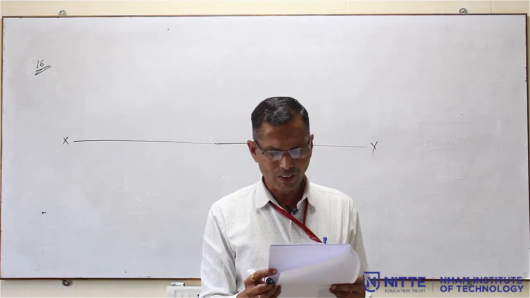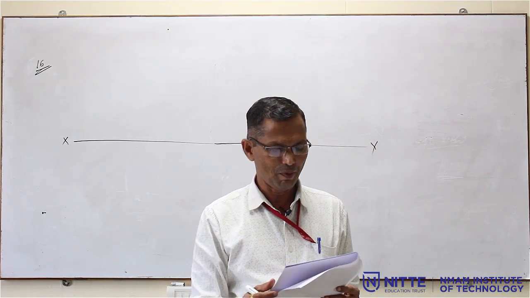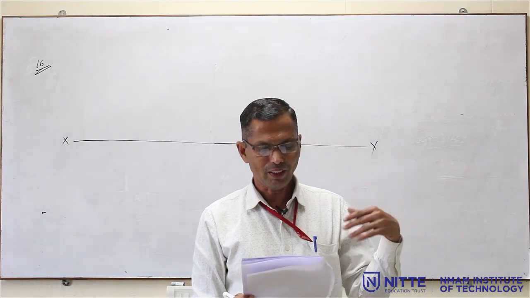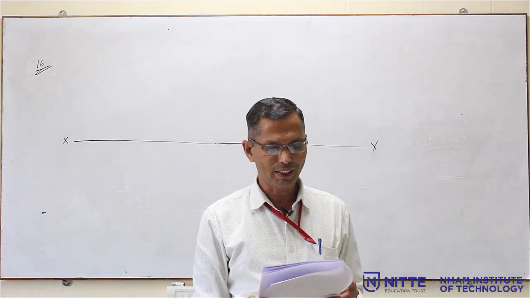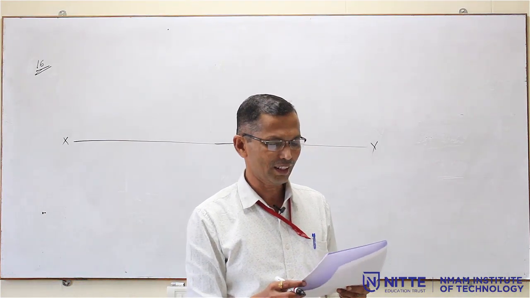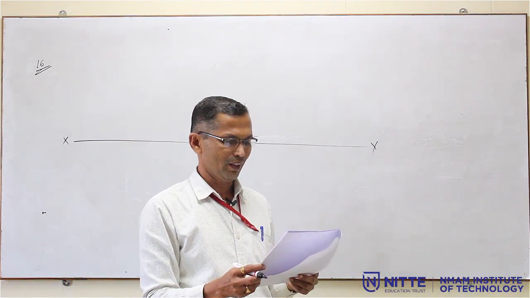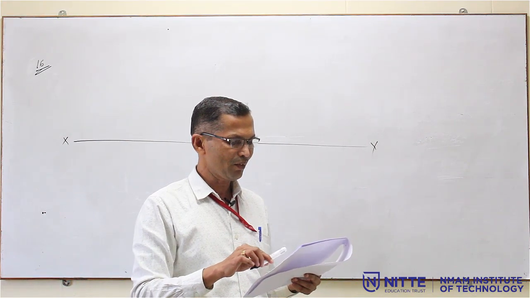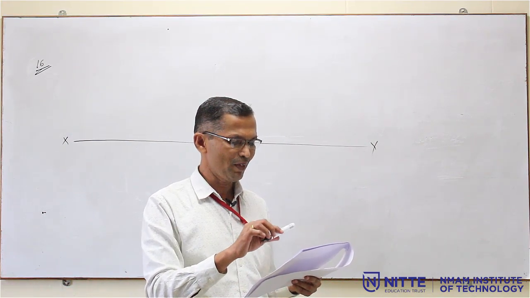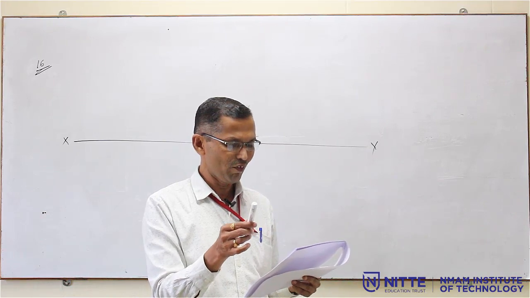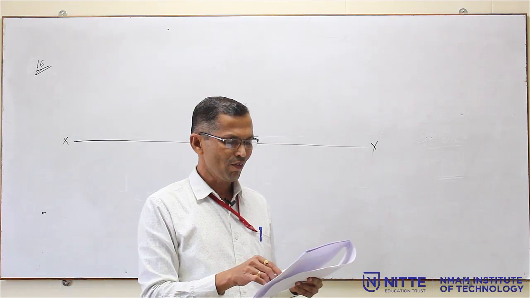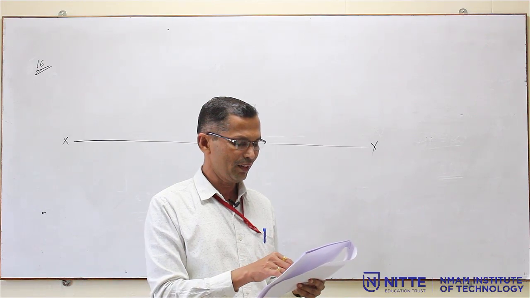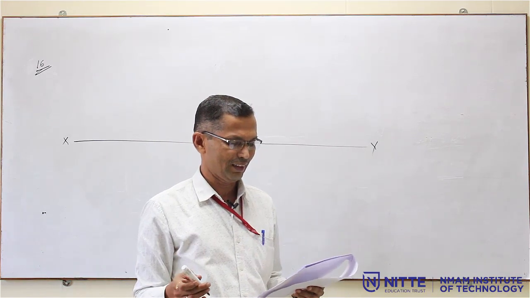Another point S is on HP and behind VP. Behind VP means maybe the second quadrant or third quadrant, because it is on HP. We can take any one of the quadrants, either second or third quadrant. Distance between their projectors measured parallel to the line of intersection of VP and HP is 50 mm. Find the distances between the top views of the point R and S.